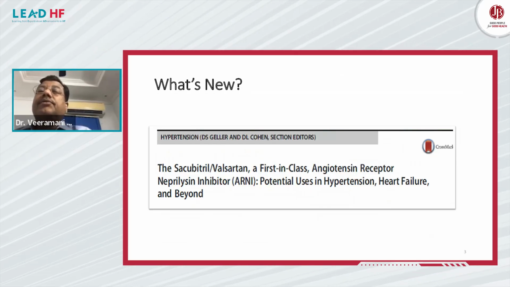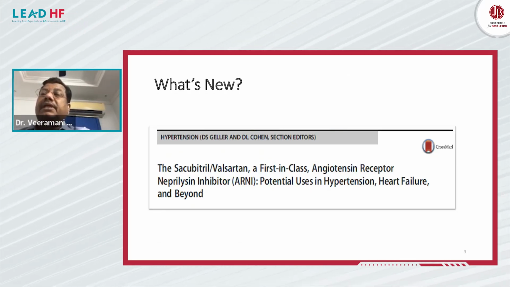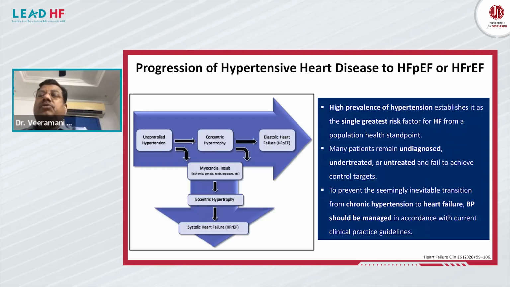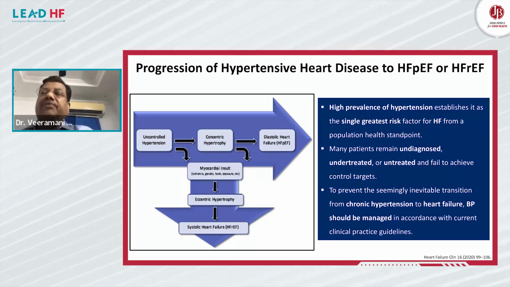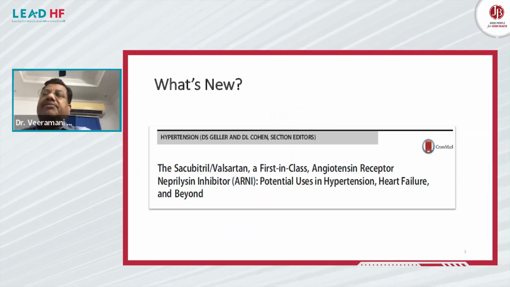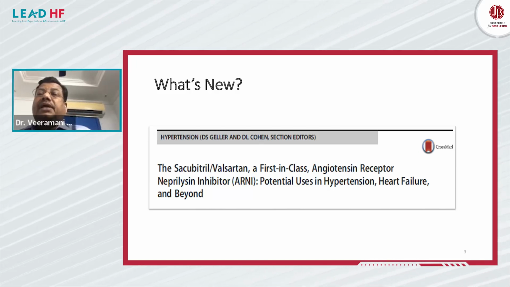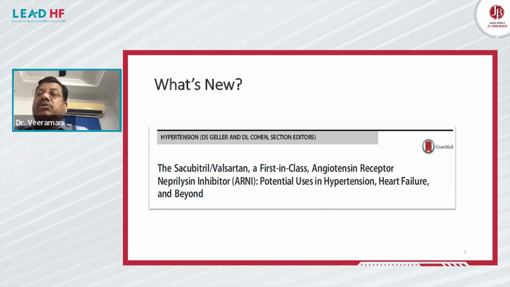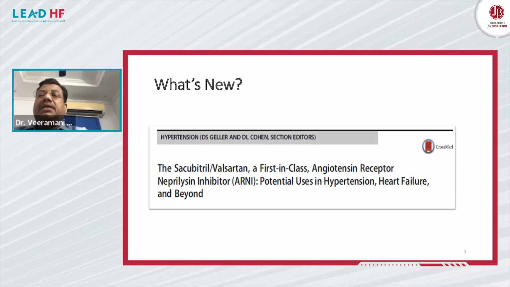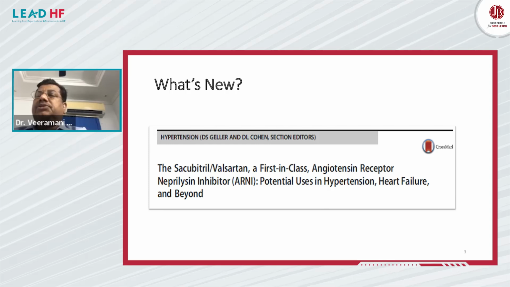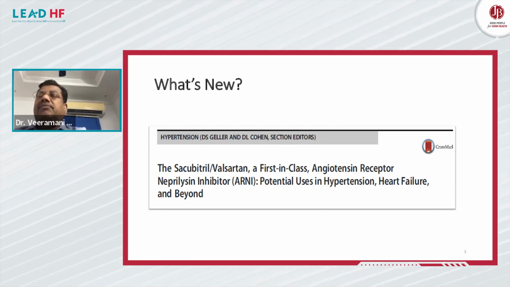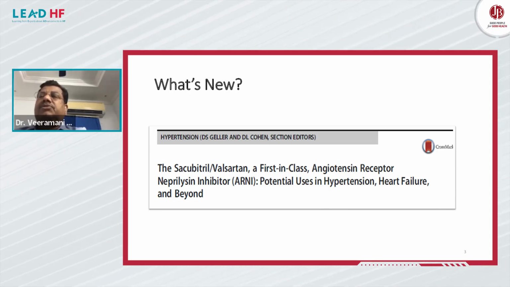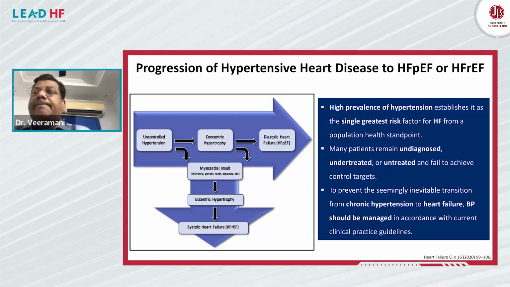Next slide. What is new other than its use in heart failure? No, previous slide. Other than its use in heart failure, it can be used in hypertension also. A first-in-class angiotensin receptor neprilysin inhibitor. Potential uses are in hypertension, heart failure, and what are all the other conditions in which it can be useful, we are going to see. Next slide.